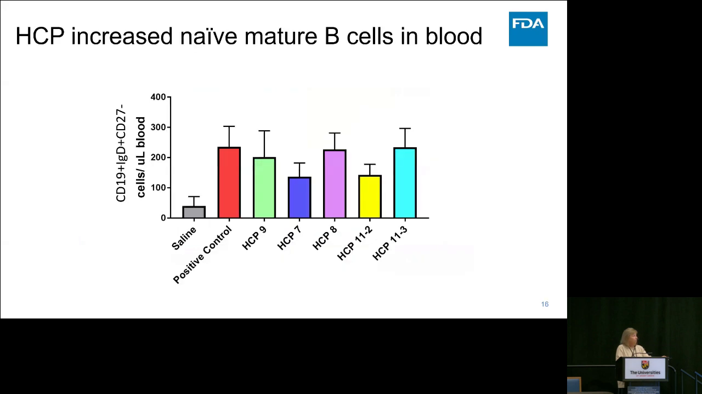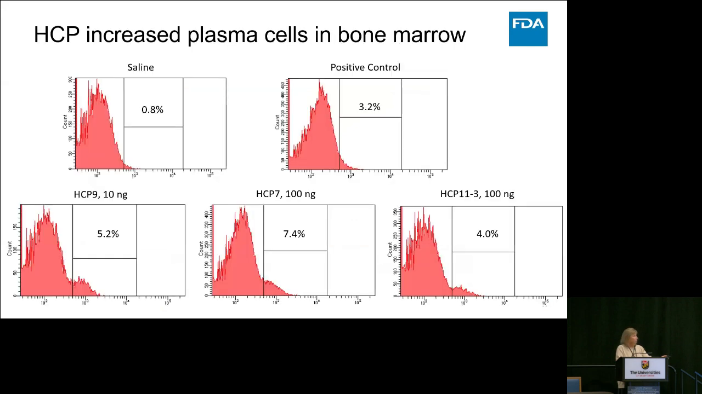If you look at the number of naive mature B cells, so those that are able to respond, when they have saline, there's really not very many there, but when you gave them anything, there were more. So they were at least sampling the antigens. It doesn't mean that they actually matured, but they were sampling the antigens that were being shown.